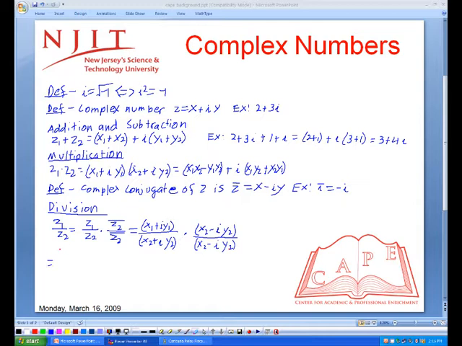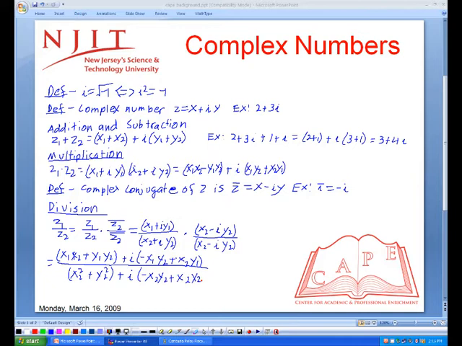Now this will give us x1 x2 plus y1 y2 plus i times negative x1 y2 plus x2 y1, all over x2 squared plus y2 squared plus i times negative x2 y2 plus x2 y2. Clearly this goes to 0, so that will give us x1 x2 plus y1 y2 plus i times negative x1 y2 plus x2 y1, all over x2 squared plus y2 squared.